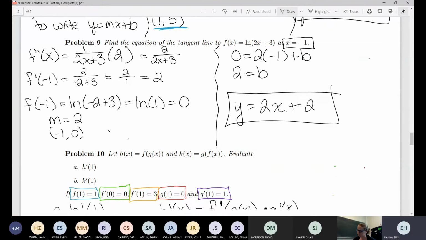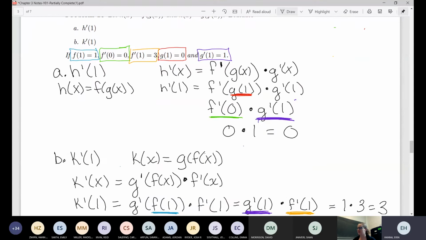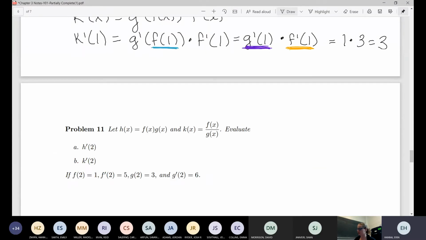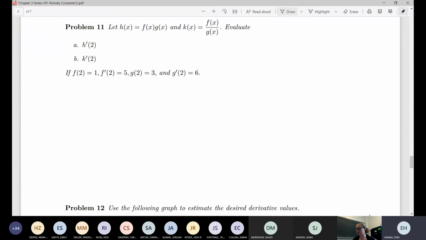Okay, you're good. Cool. So let's do one of these kind of ideas, but with product and quotient rule, which is number 11. Scroll down. Come on, computer, you can do it. I believe in you. I believe in you, computer. There we go. Jeez. All right.